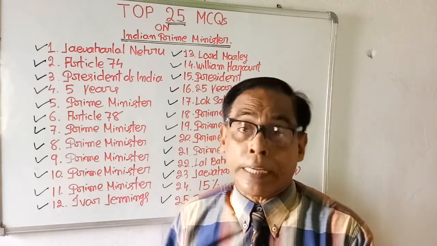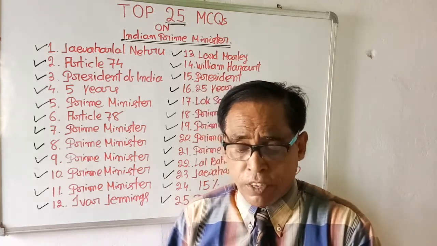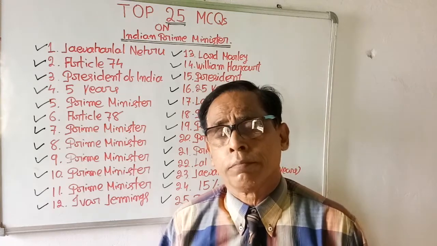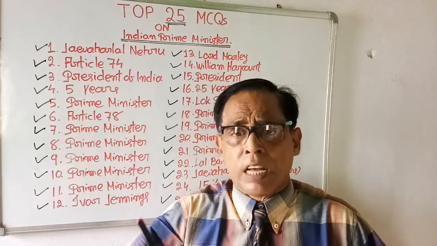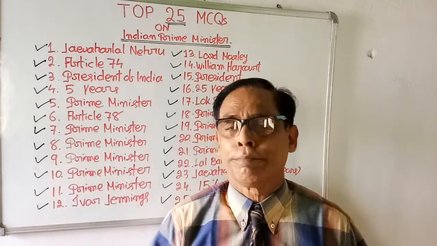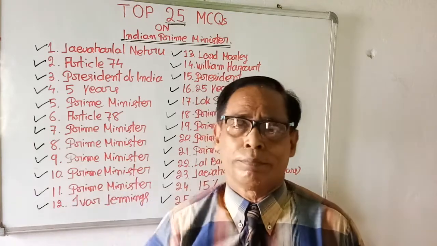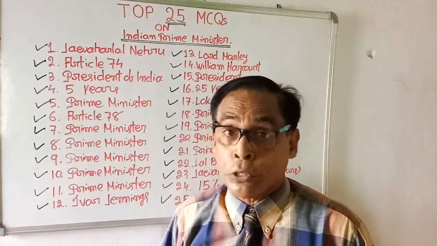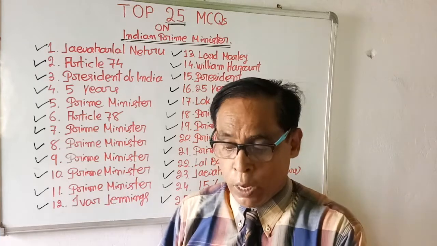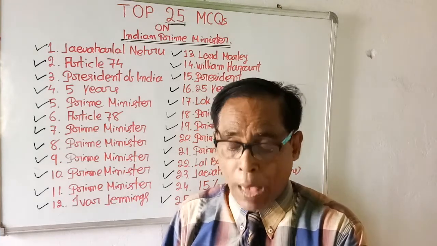Then come to question number 10, which is very important. Who coordinates policies of different departments of the Union? In the Union, there are various departments. They function independently. But who brings a coordination among them? Choices are 4. Planning Minister, Home Minister, President and Prime Minister.